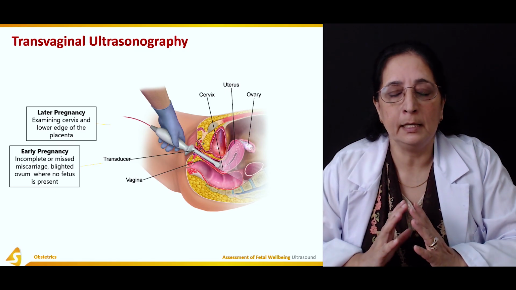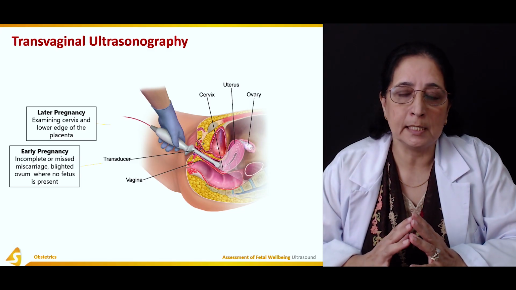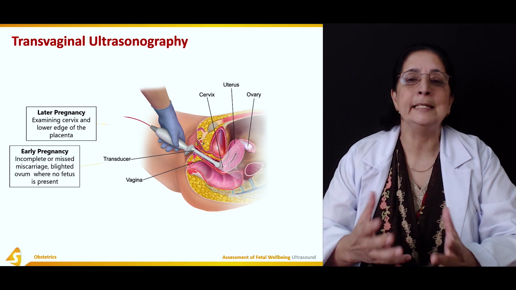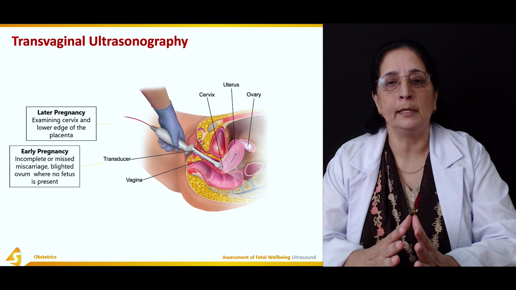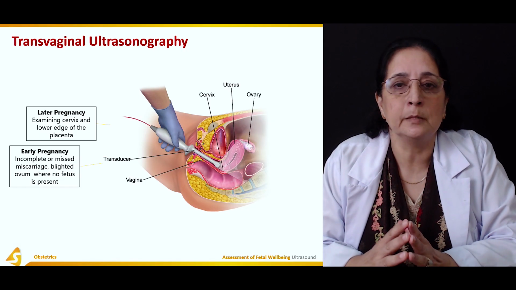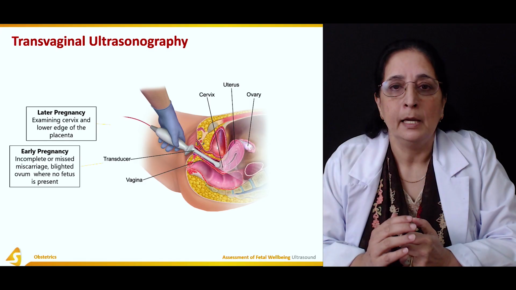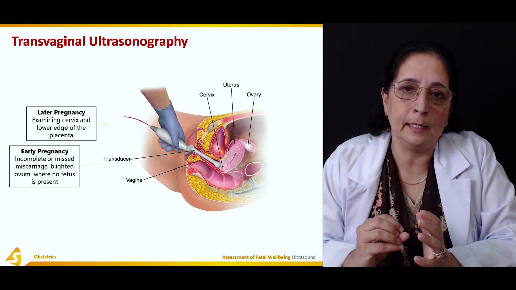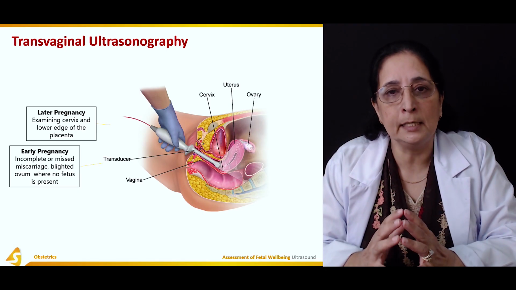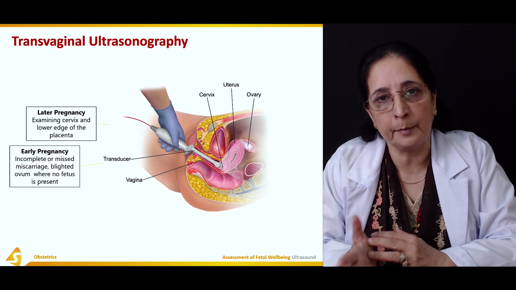So early, when the uterus is small, in early pregnancy, when the fetus is not developed or grown, if the female comes with bleeding per vaginum, then a vaginal ultrasound is performed to find out if the pregnancy is viable. If a fetal heartbeat is present in early pregnancy, it means the pregnancy is viable. If it's in the uterus, it means it's a uterine pregnancy, not an ectopic pregnancy.